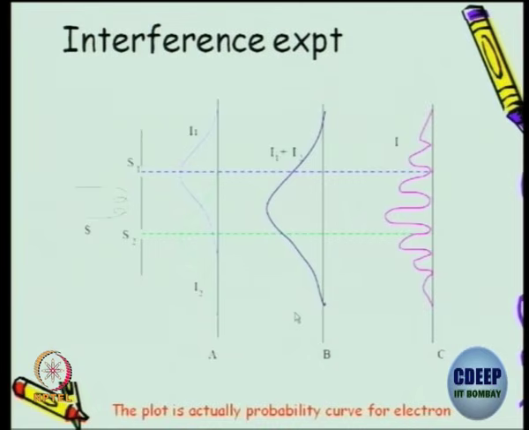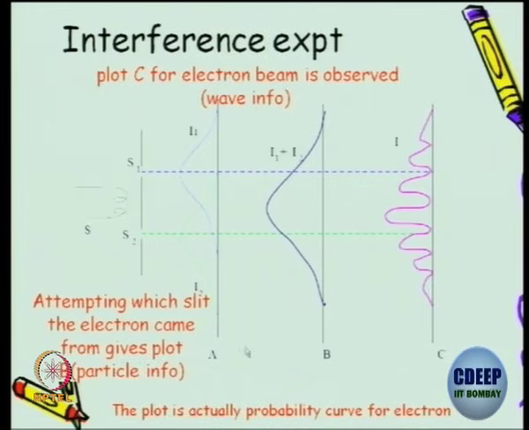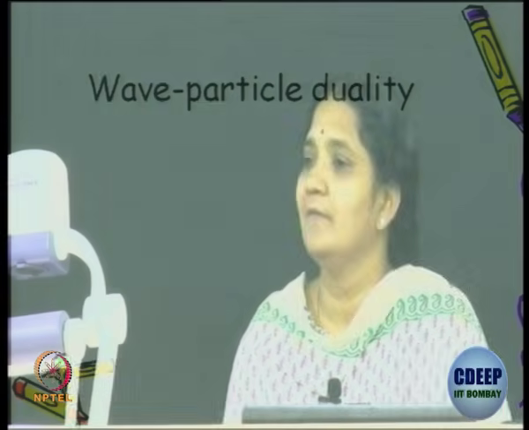Okay. So, this was done even for the electron beam, not only for the photon electromagnetic field. Of course, you could do this, but this was done for the electron beam, and it was proven that it has wave nature besides being a particle. So, attempting to find which slit the electron came from gives plot B, which is particle info, and either particle or wave nature can be observed, is what I have tried to give you from this plot. Plot C gives the electron beam, which is the wave info. Okay, so I have slowly got you onto the wave particle duality.